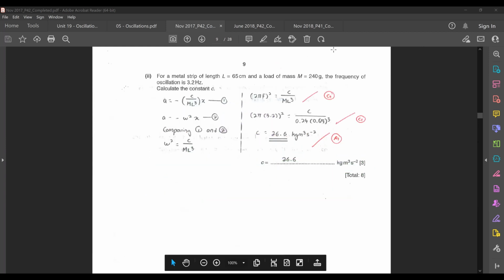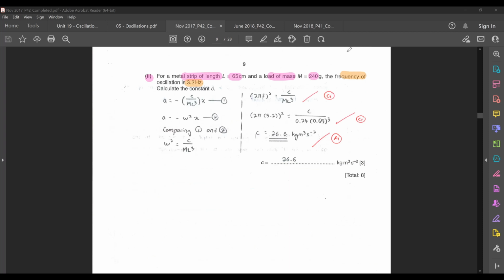So in part two, they mentioned to you that for a metal strip of length L 65 centimeter and load of mass M 240 grams, the frequency of the oscillation is actually 3.2 hertz. Calculate out the constant C. All right, so this one you have to make a direct comparison of your given equation with defining equation of SHM. So you compare the first equation with defining equation of SHM, you will get a conclusion saying that C over ml cube is equals to omega square.